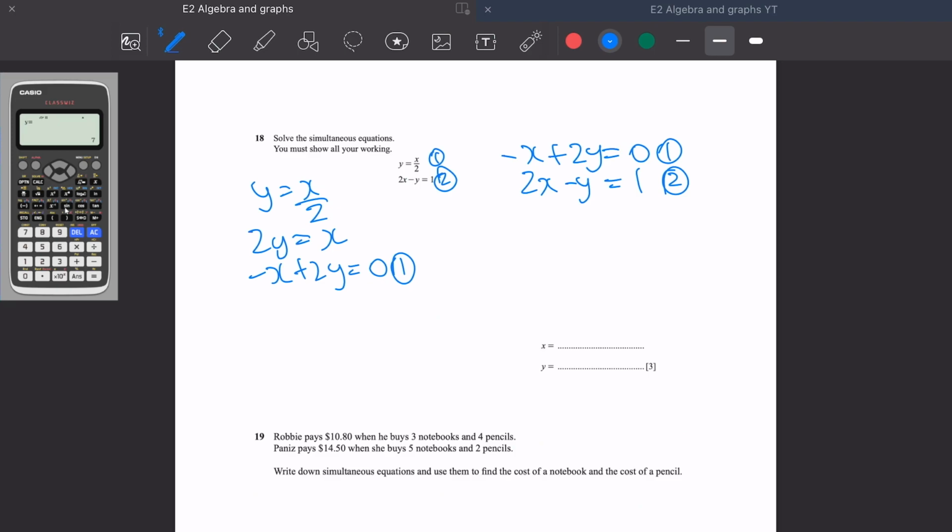So again, let's bring the coefficients of one variable the same. Let's do y in this case. Let's multiply the second one by minus 2.